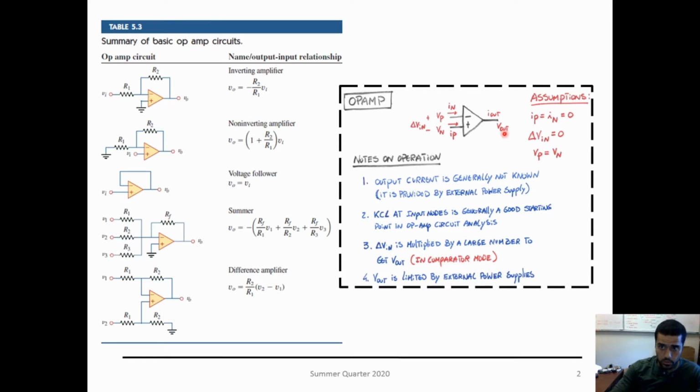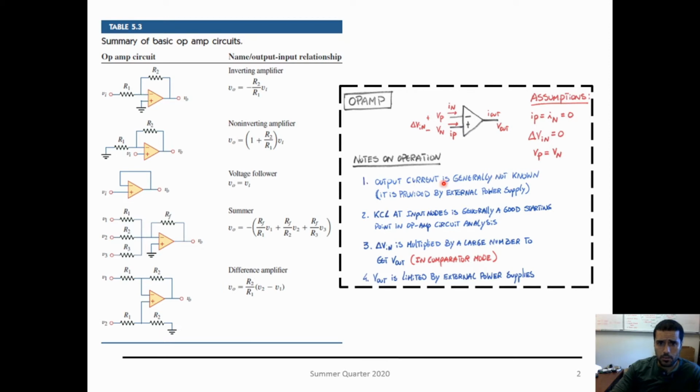As a quick review, the basic assumptions you can make are that the current flowing through the terminals of the op amp, VP and VN, is equal to 0. And the voltage difference going into the op amp, VP minus VN, is also equal to 0. That's pretty much all you need to know about op amps. Then you have two modes of operation: either comparator mode, with no feedback, or amplifier mode, where you have feedback and your output is connected to the input somehow.